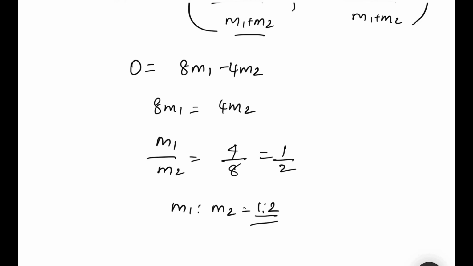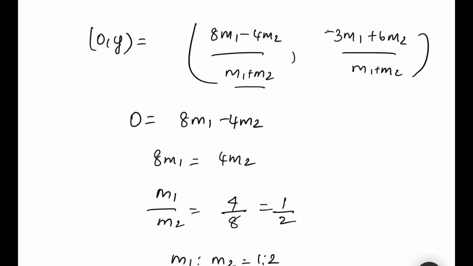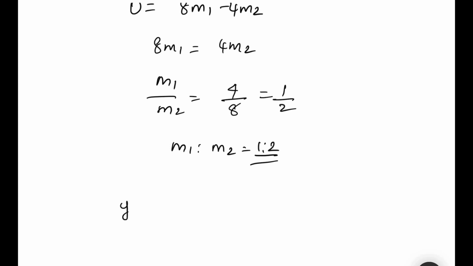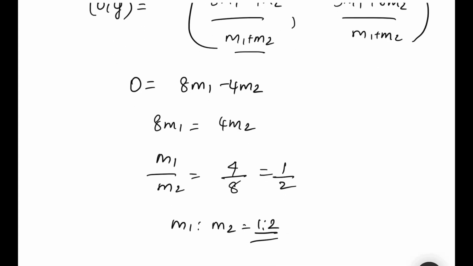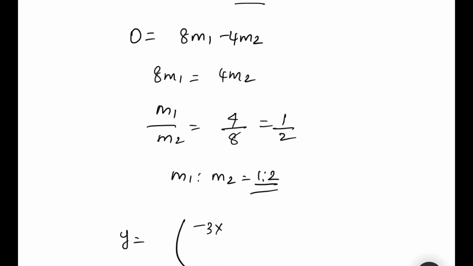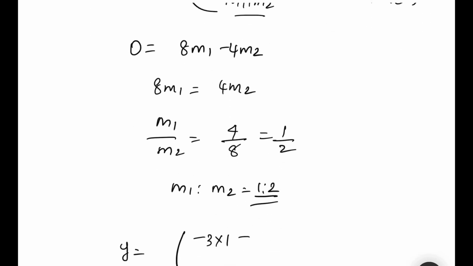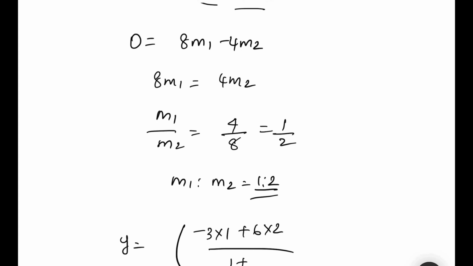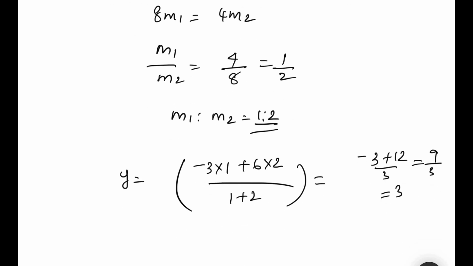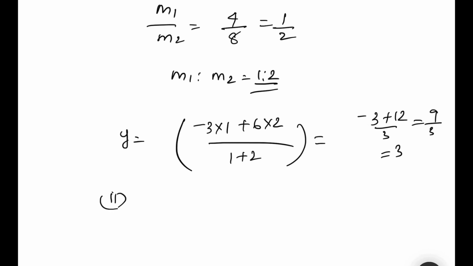Now find the coordinates of the point of intersection. So let us find y. y will be equal to (-3 into 1 plus 6 into 2) by (1 plus 2), that is equal to (-3 + 12) by 3, that is equal to 9 by 3 equal to 3. So the point, second sub question, you will get as (0, 3).